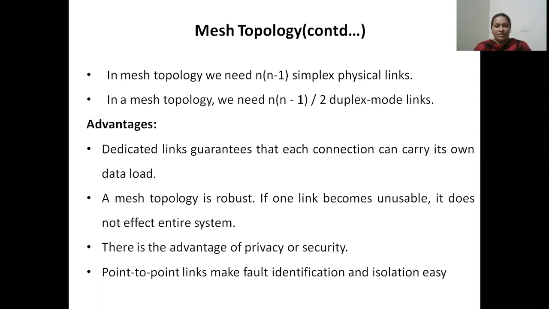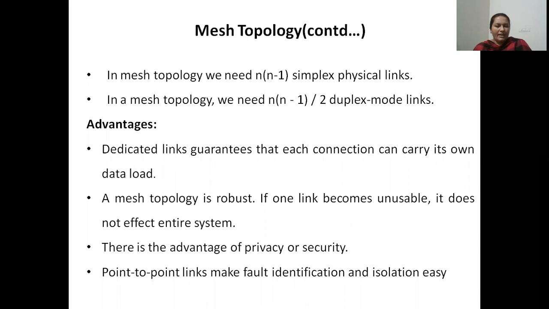The mesh topology has its own advantages and disadvantages. Advantages of mesh topology are, since there are dedicated links between each two computers on the network, the data transmission is easy and simplified because there is a dedicated point-to-point link. Also, since the dedicated links are available, the privacy and security of data transmission between the two computers is ensured.